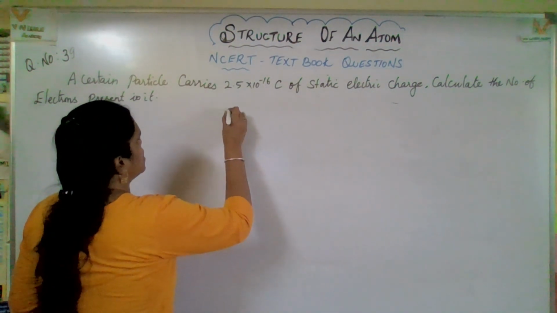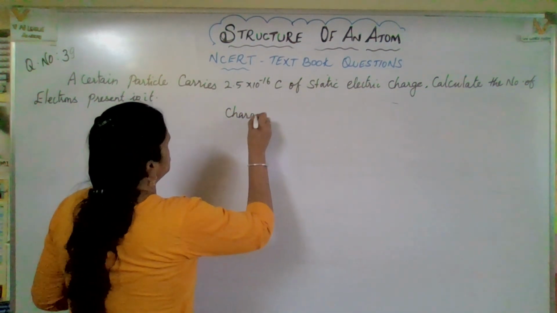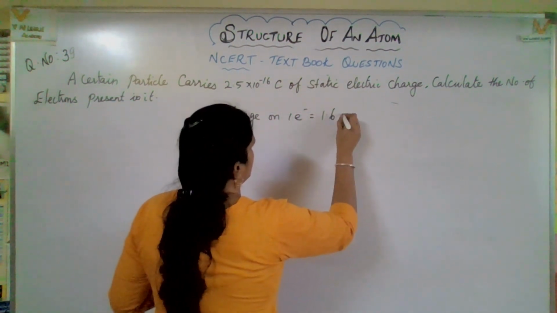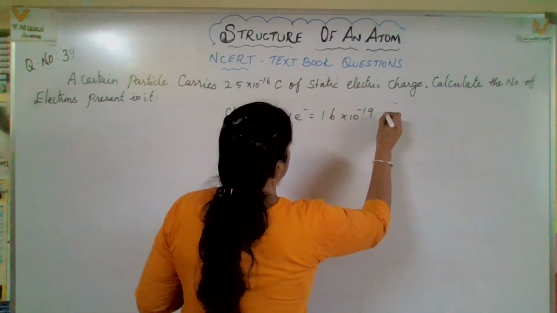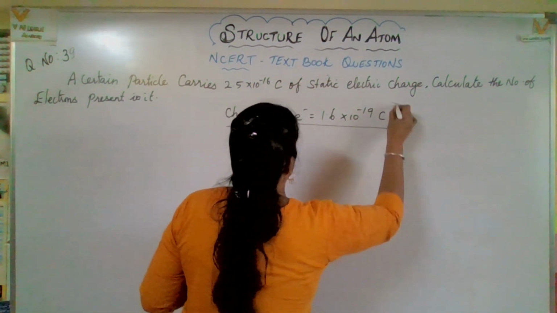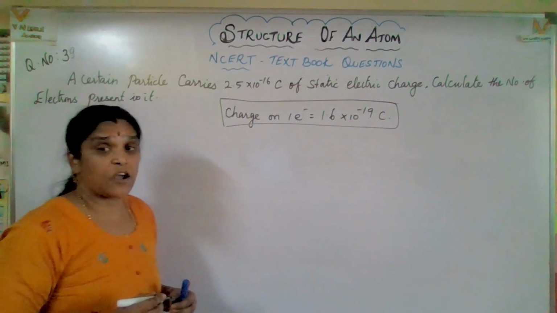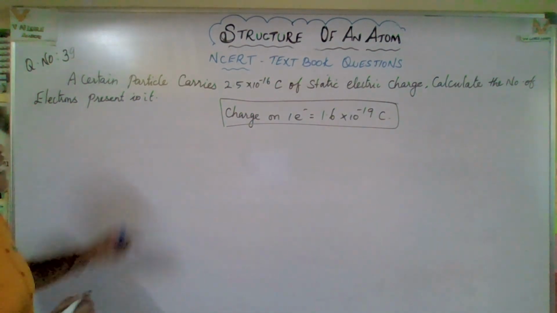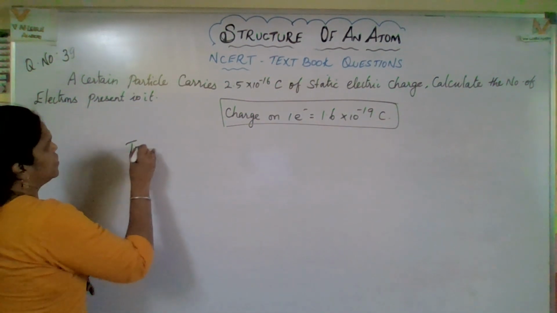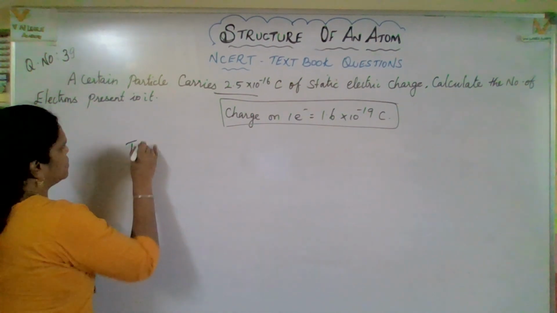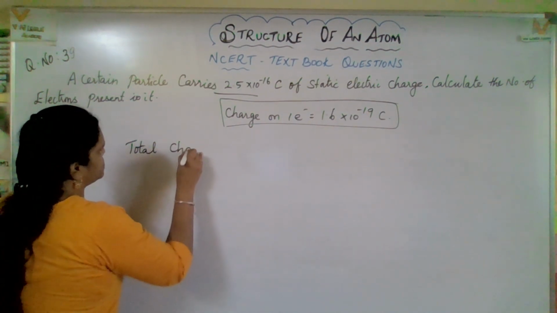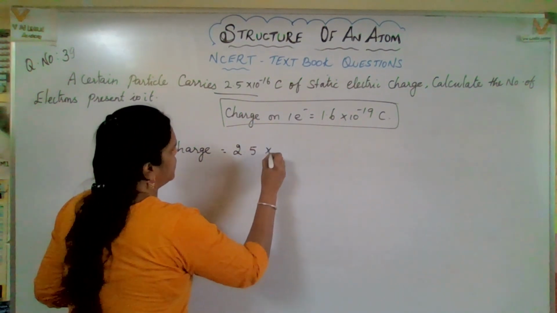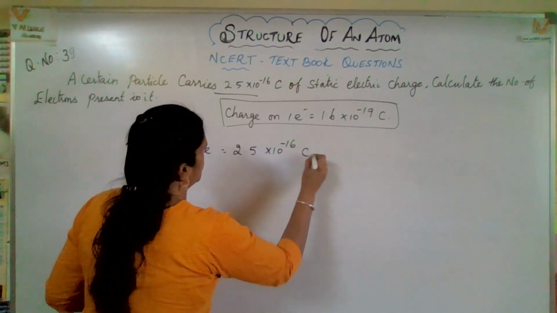Okay, so charge on one electron equals 1.6 into 10 to the power of minus 19 coulomb. This you have already learned in some basic concepts of chemistry, the charge of electron, charge of proton. Okay, now here total charge, what is it? Total charge equals 2.5 into 10 to the power of minus 16 coulomb.